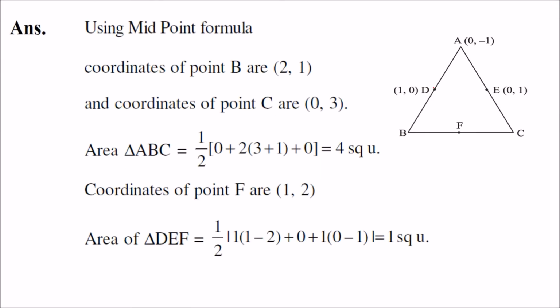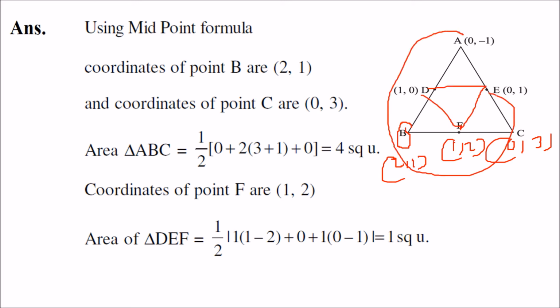So the coordinates of B are 2, 1. This is 2, 1, as I just described. This is 0, 3. Now this will be 1, 2. So now you have the coordinate points. Find out the area of this, find out the area of this using this area formula.